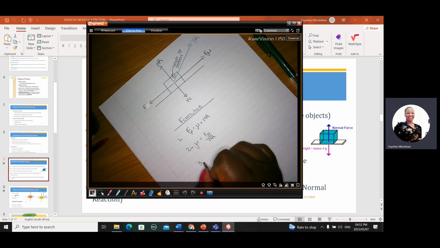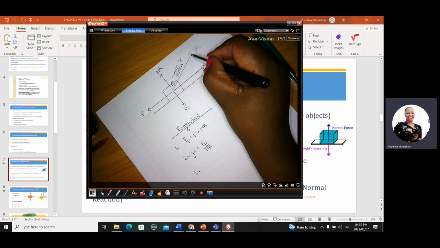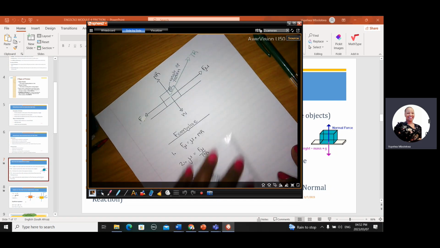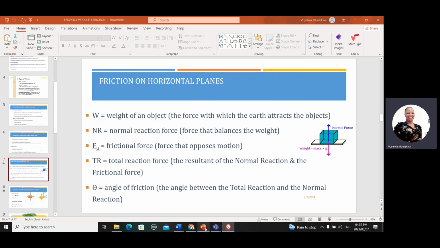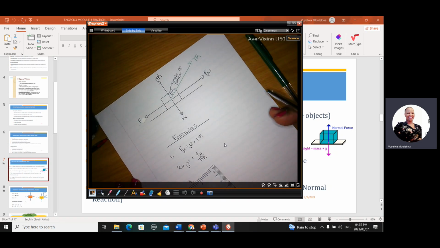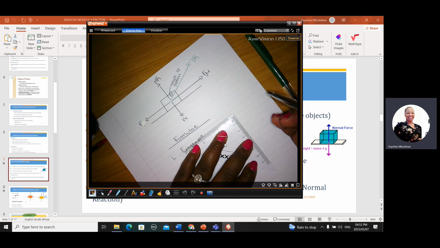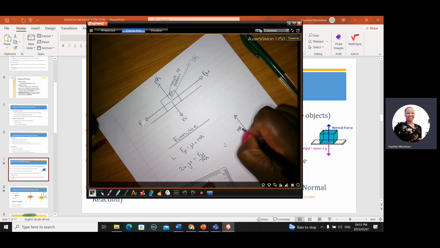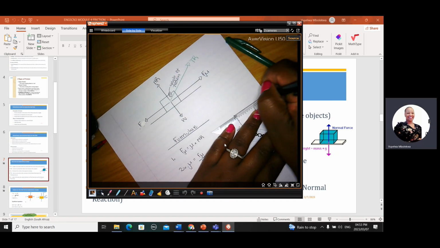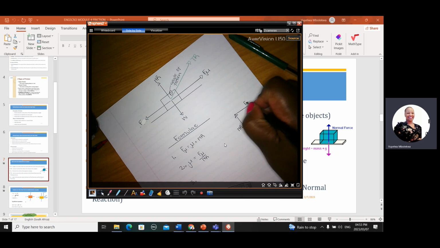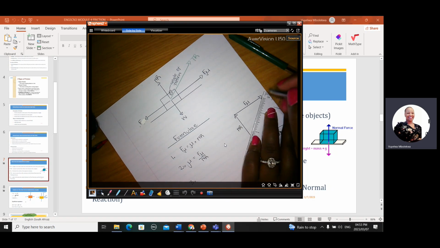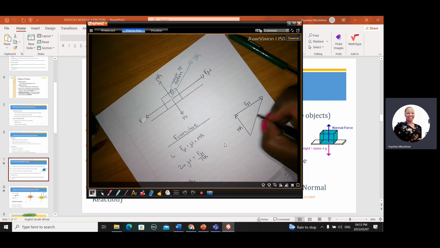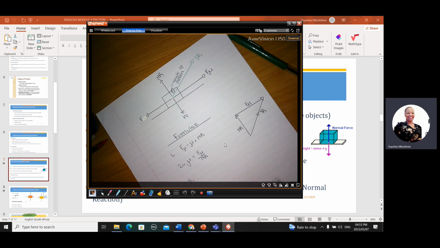And then thirdly, the equation you might need is the equation to calculate the total reaction force. Now, by definition, a total reaction force is the resultant of the normal reaction and the frictional force. If you look at that, you can use the vector diagram to determine the total reaction. Say you have your normal reaction force up here, and your frictional force is going to the east like that. So that is your frictional force. So your total reaction force runs like that. So that's your total reaction force, TR.